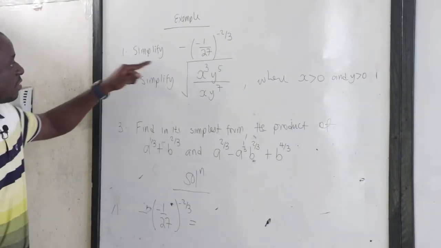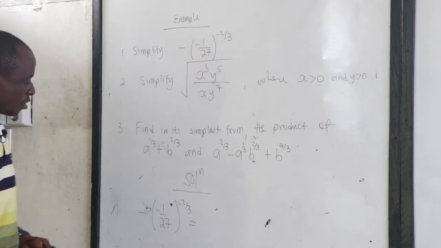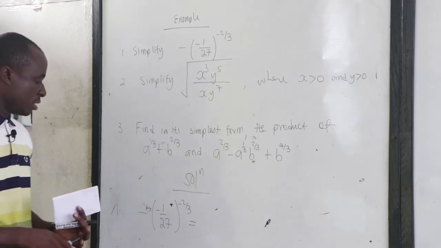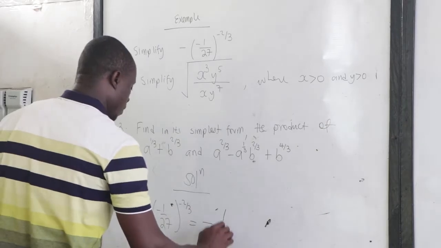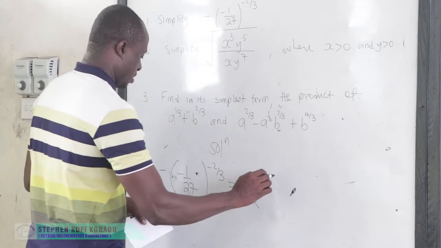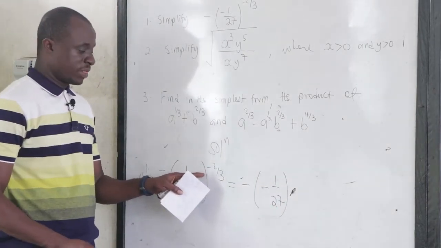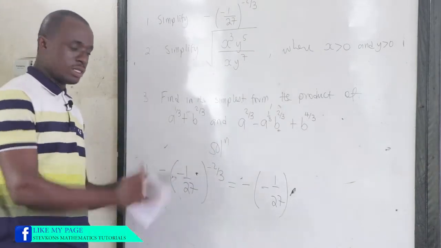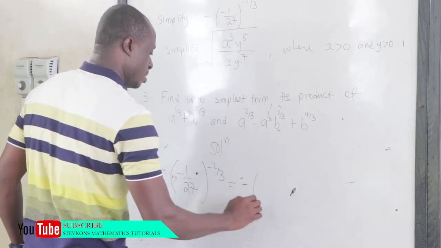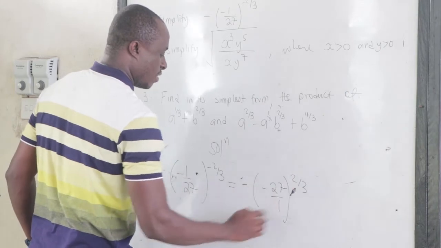Now let's say this is simplified: negative 1 over 27 all over negative 2 over 3. So what are you supposed to do? First, because of the negative, we have to reciprocate it. Negative 2 over 3, as soon as we reciprocate, the negative is supposed to go away. So over here, this will be negative 27 over 1, and this will be 2 over 3.